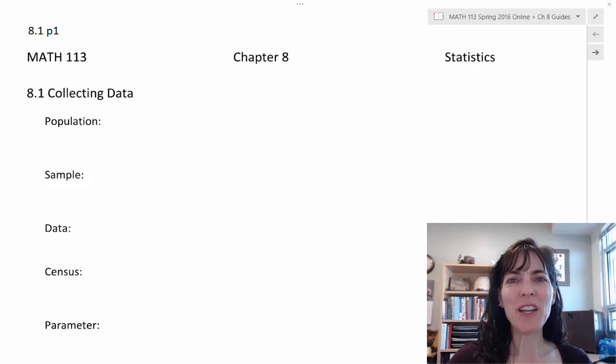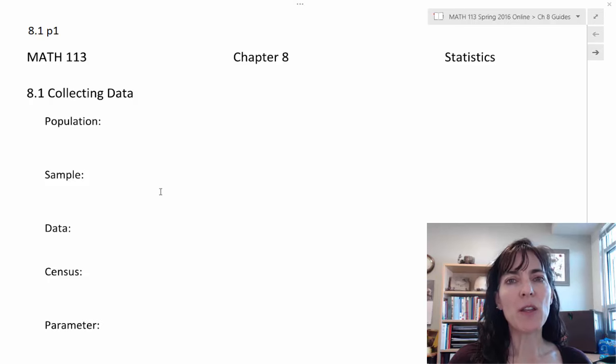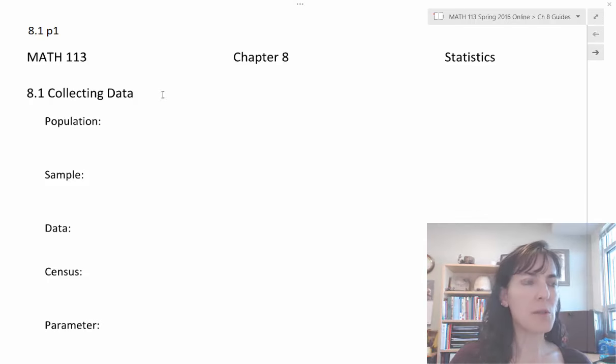Welcome to Chapter 8. We're going to learn a lot of statistics, and we will be looking at examples, at graphs, and we will do a lot of statistics to help us be able to make conclusions about data that's been collected. We'll start off by just talking about collecting data, and we have some terminology to learn first, and then we'll get into some examples.